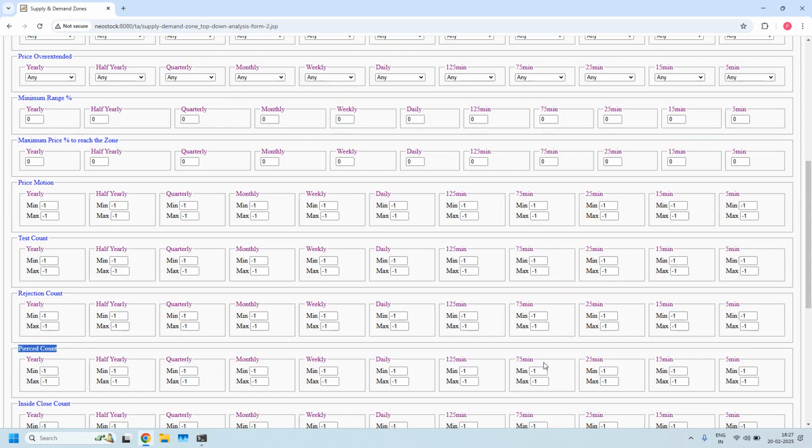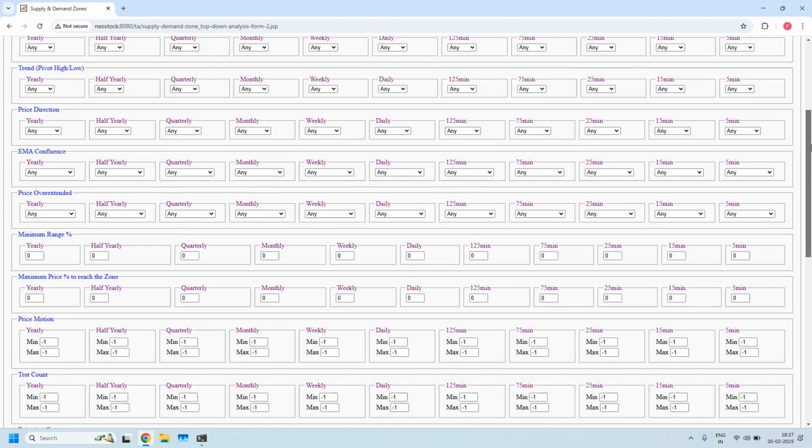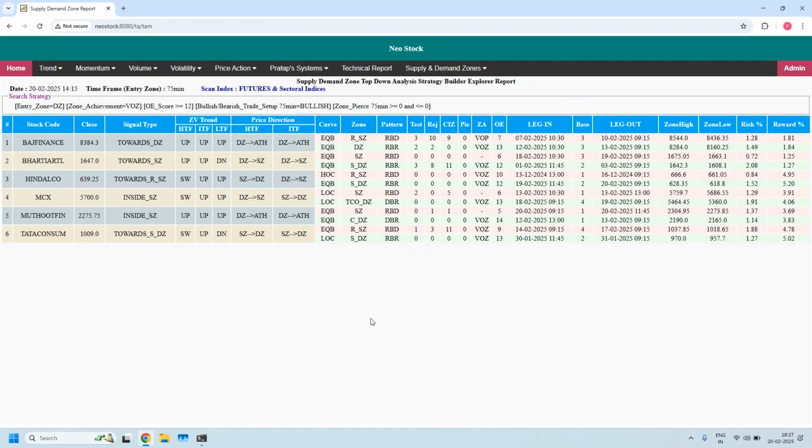So that's why in the pierced count at 75 minutes time frame, I am setting minimum value 0, maximum value 0. That means the pierced count should be 0 on the 75 minutes demand zone. If pierced count is 0, that means the zone is not pierced. Let's filter. We got 6 stocks. Currently, these 6 stocks are supporting the bullish trade setup for weekly income trade. And all these entry time frame zones are 75 minutes demand zones. So we have 6 75 minutes demand zones.